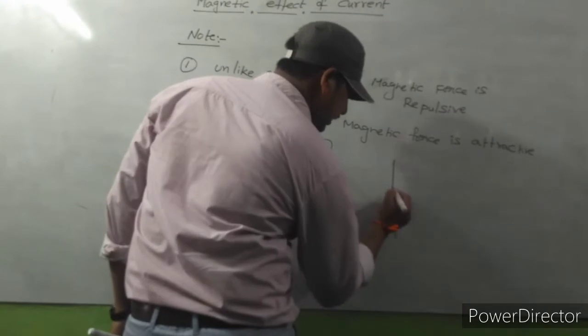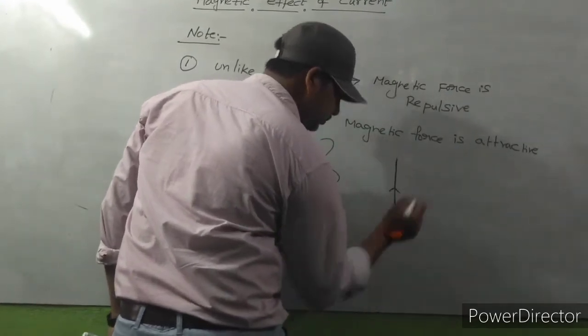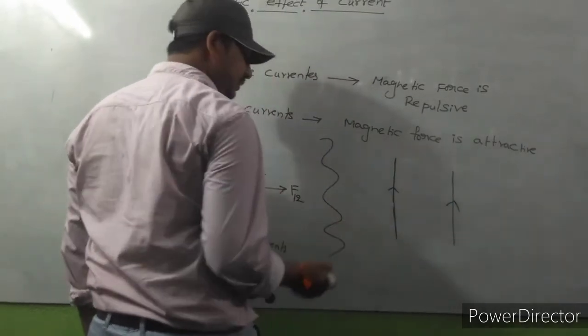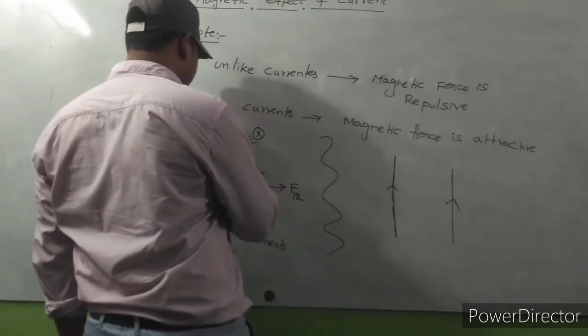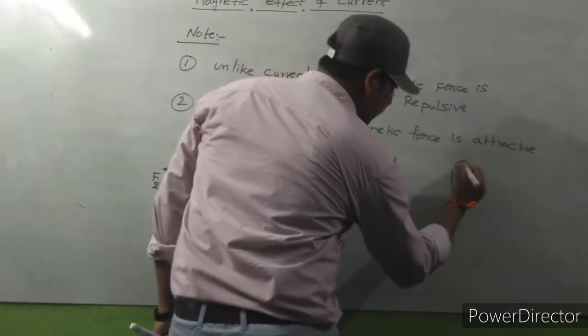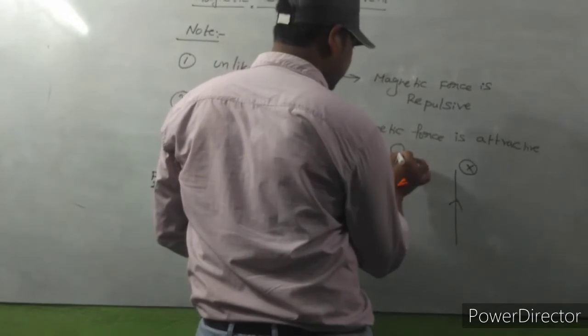Next, the diagram for like currents. This is upward direction, and here it is upward direction, here it is upward direction. Then definitely here we get into the page, and here also into the page. And here we get into the page. So if you are facing like this, this is out of the page.